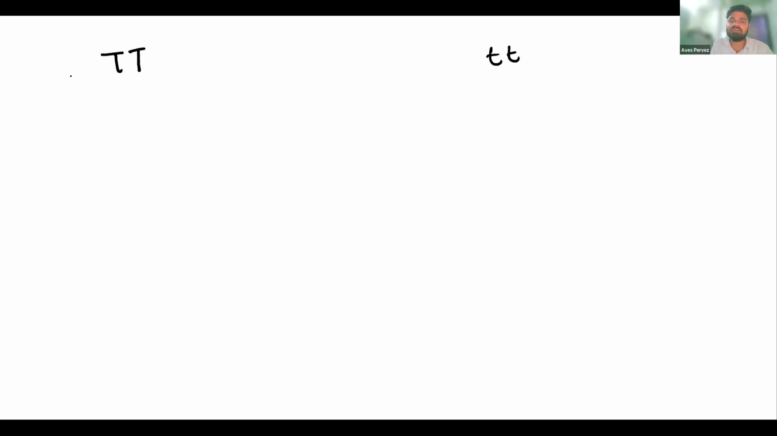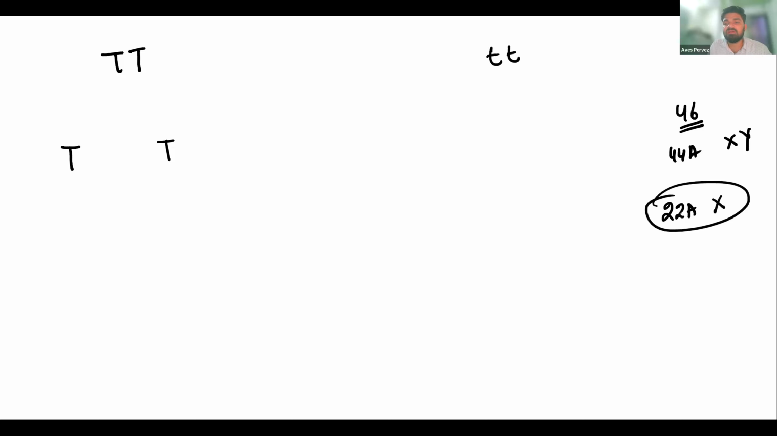So when these plants bear gametes, their gamete will have either capital T or small t. Like in human beings, if we have 46 chromosomes, 44 are autosomes and 1 X and 1 Y is there in males. So when sperm formation is taking place, it is going to have 22 autosomes and either X or 22 autosomes and either Y. It cannot have both. Got it?